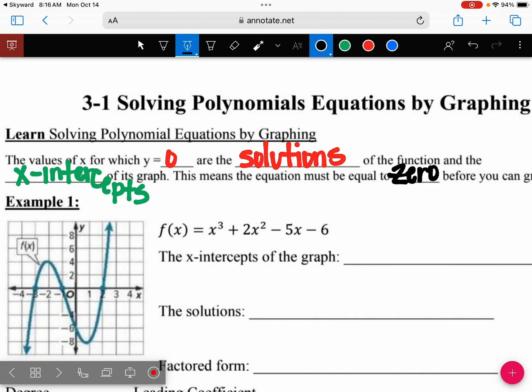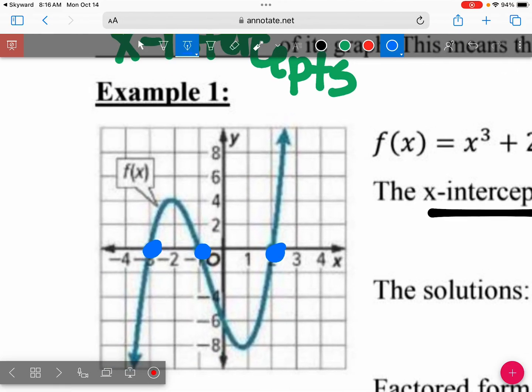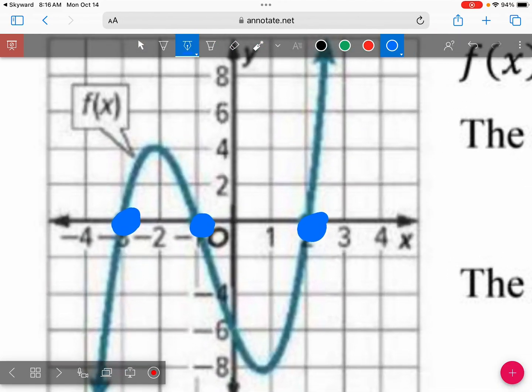All right, so let's go ahead and look at example 1. So first of all, it's asking you for the x-intercepts. Show me with your fingers how many x-intercepts do you see? How many times does this graph go through x? I agree, 3 different times. It crosses here, here, and here. So my x-intercepts would be at, where's that first blue dot? -3. And then the next blue dot would be at -1, and then the last blue dot is at +2.